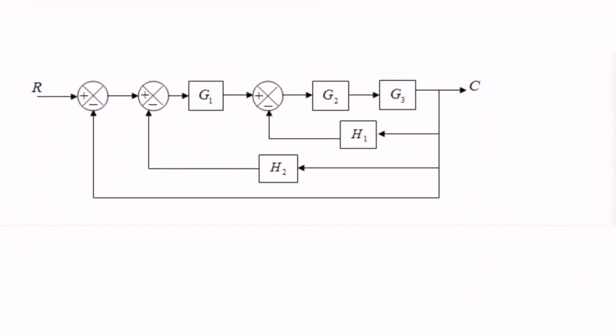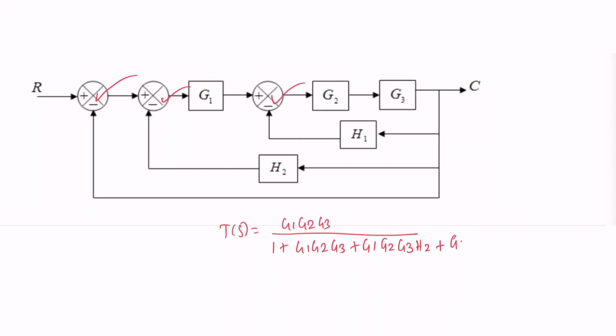After practicing this method, the maximum time to find the transfer function from a block diagram is just 30 seconds. The transfer function T(S) equals the numerator, which is the forward path: G1, G2 and G3. The denominator is the feedback. All three are negative feedbacks, so we use a positive sign. The first one is G1, G2 and G3. The next one is G1, G2, G3, then H2. Then the third one is G2, G3 and H1.